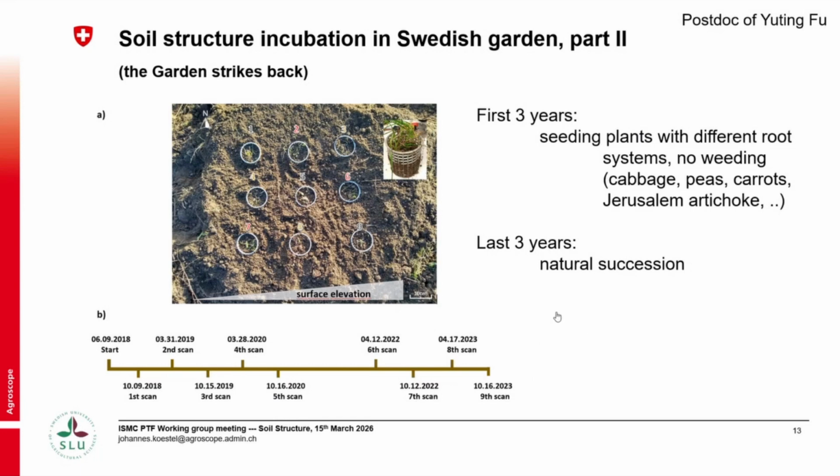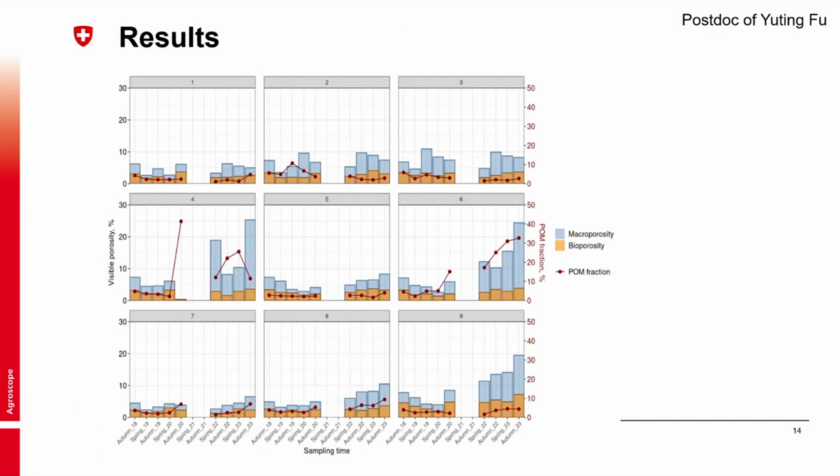Okay, so the first result: how did the macroporosity and bioporosity change? And how did the particulate organic matter, which is largely composed of the roots, change with time? You see here the 9 different columns, and there's quite some difference and quite some fluctuation.